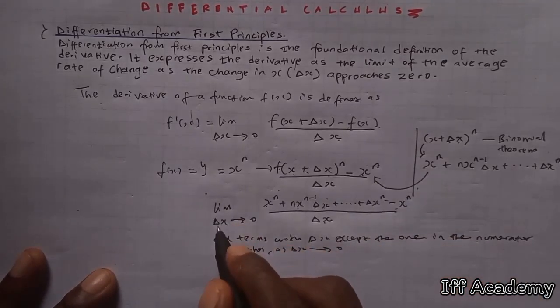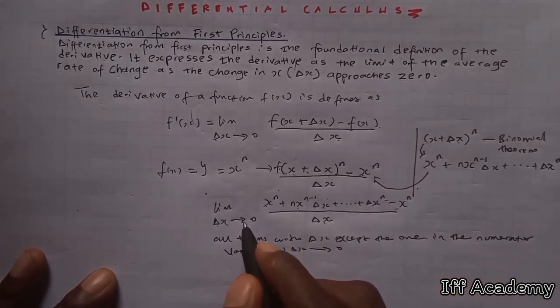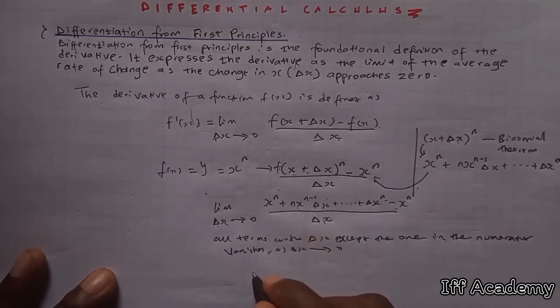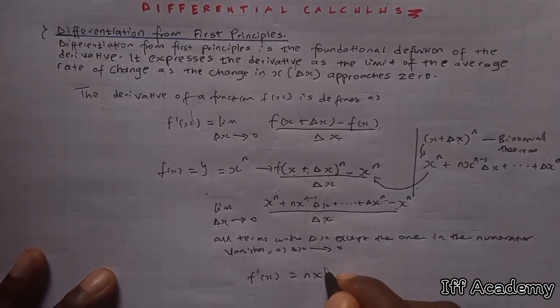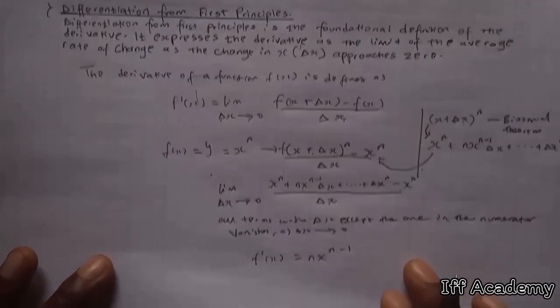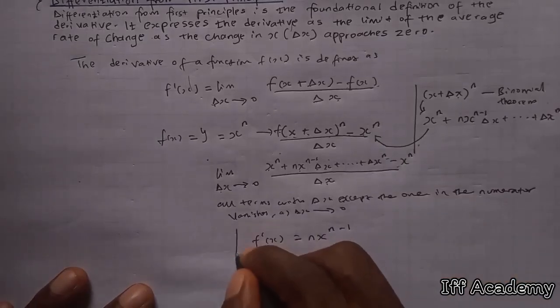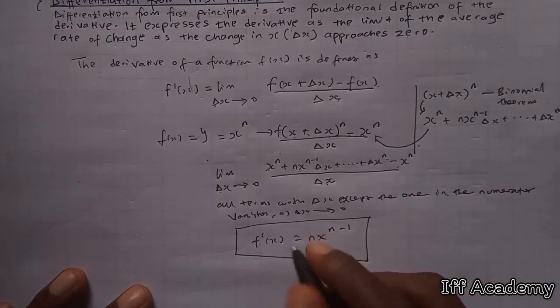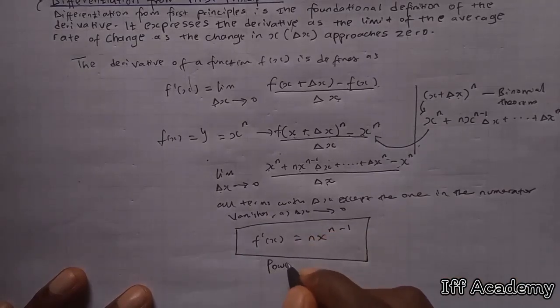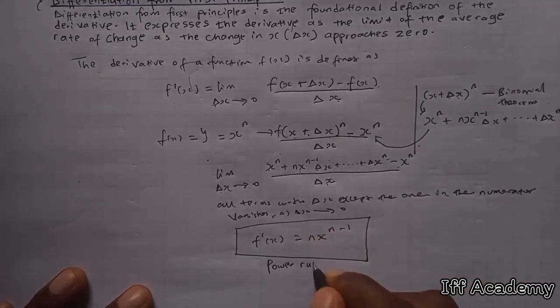So as the limit of change in x approaches 0, your f prime of x will be n x raised to the power n minus 1. This is also called the power rule.